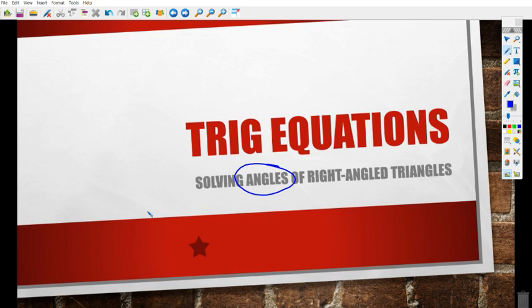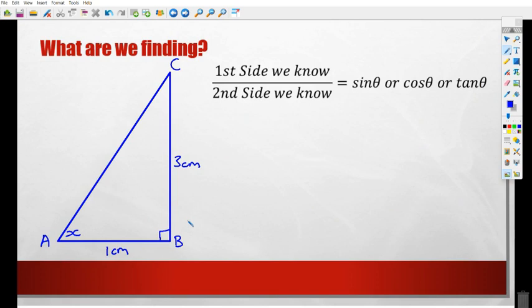Alright, so let's see how we're going to do this. Moving straight on to our first example. If you look at this triangle, they gave us two sides. They didn't give us an angle, so I need to look for this angle. I need to solve for that angle now.